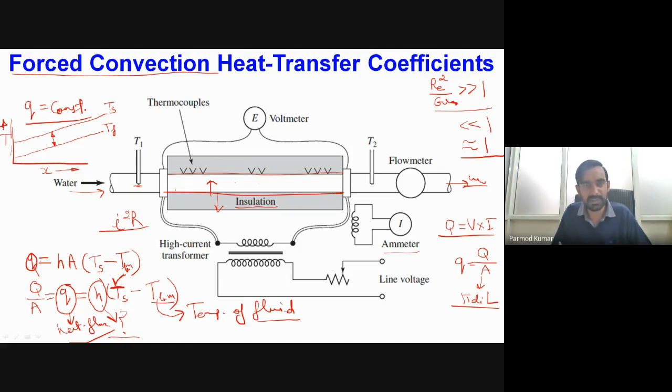Okay, so in this discussion I have just given you the general idea of measurement of the convective heat transfer coefficient, particularly for a situation where we have forced convection and the flow of the fluid is happening inside a circular pipe, a heated circular pipe.